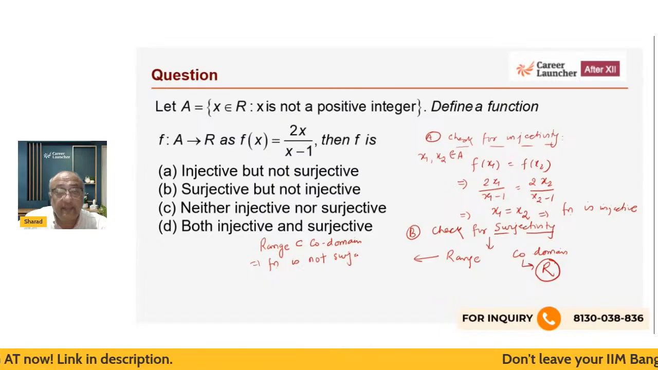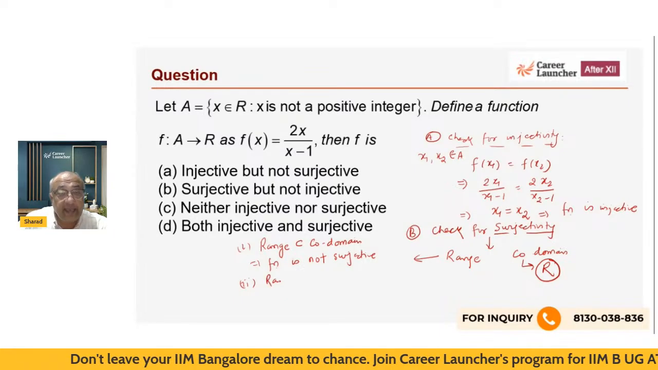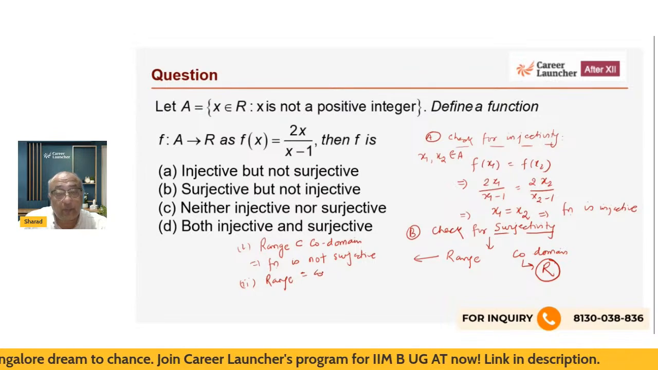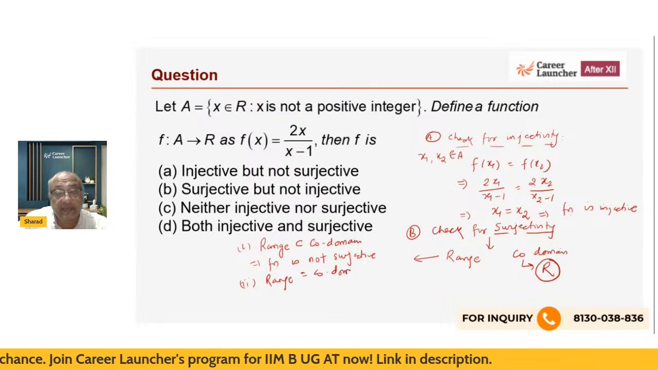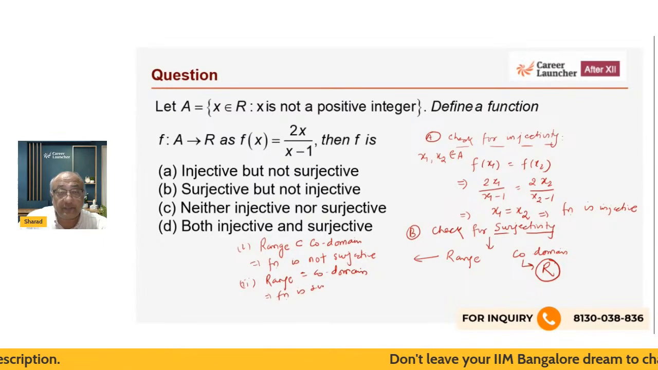If the range is equal to the codomain, meaning the range as a set has the same elements which are there in the codomain, and the codomain also has the same elements which are there in the range, then we will say the function is surjective. तो ये तो हमें पता चल गया. The revision is also over about surjectivity.